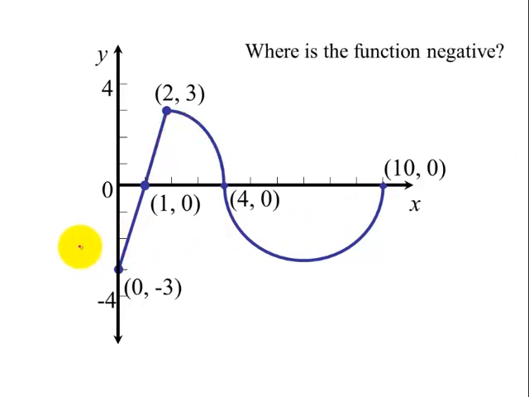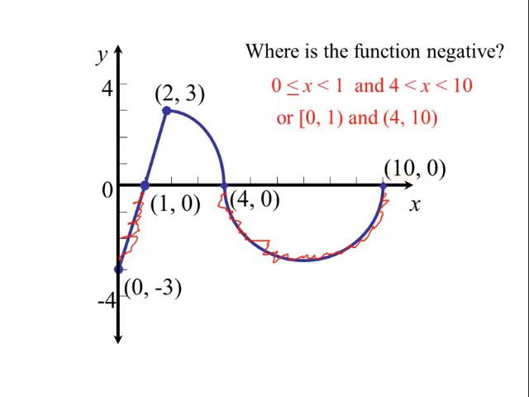Where's the function negative? This region, and also this region, because both these regions are below the x-axis. So from 0 to 1, and we can include 0 because when x is 0, y is a negative number.